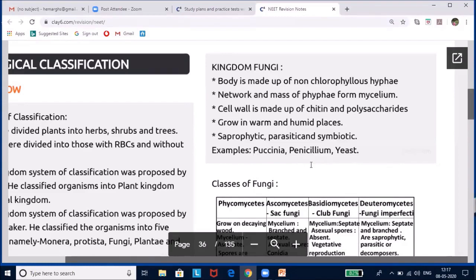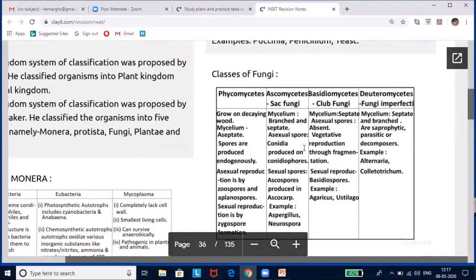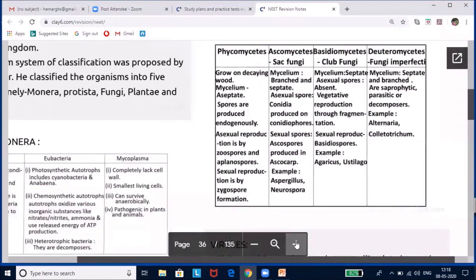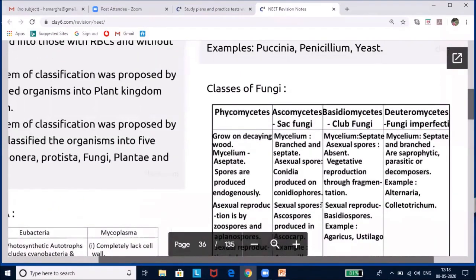So remember PKM. Now, depending upon the morphology of the mycelium, mode of spore formation and fruiting bodies form the division of kingdom. That is how classes are formed in fungi, which means these are the criteria. That is morphology, mode of spore formation and fruiting bodies, which we have summarized here. Now the classes are Phycomycetes, Ascomycetes, Basidiomycetes, and Deuteromycetes.